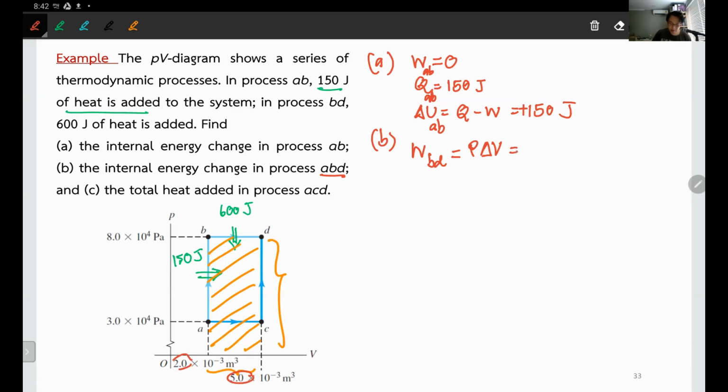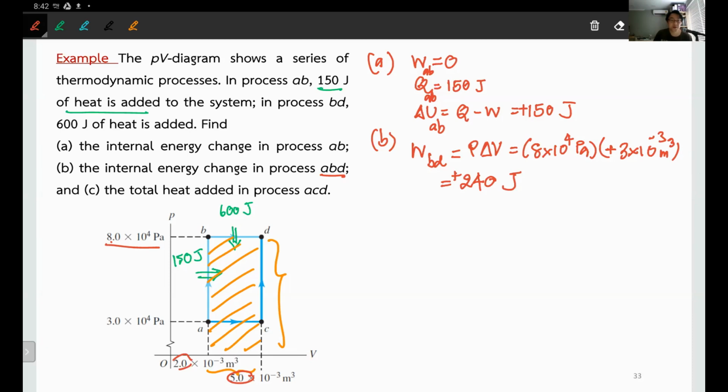All right, so let's get going. The P is 8 times 10 to the 4th Pascal. The volume change, you go from 2 to 5, so you get a positive volume change of 3 times 10 to the negative 3 cubic meters. Let me put the unit in there. So that's the work done by the gas. I can calculate the number. And just to emphasize that it's a positive work, you can put a positive sign there if you like.